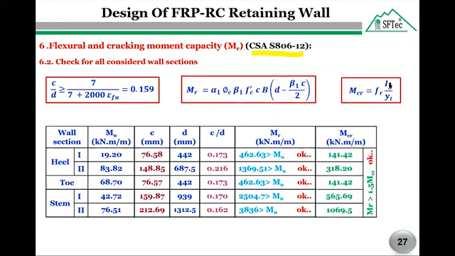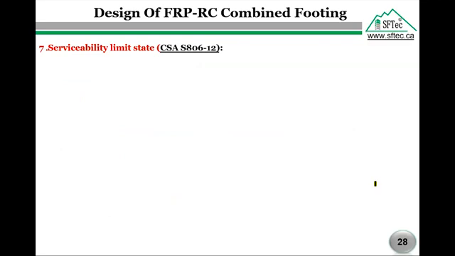And finally, the M crack is calculated for every section, as we have already analyzed. And the flexural moment capacity is checked against 1.5 times the cracking moment. And as we see here in all sections, the moment resistance, the M resistance or the flexural moment capacity, exceeds 1.5 M crack.